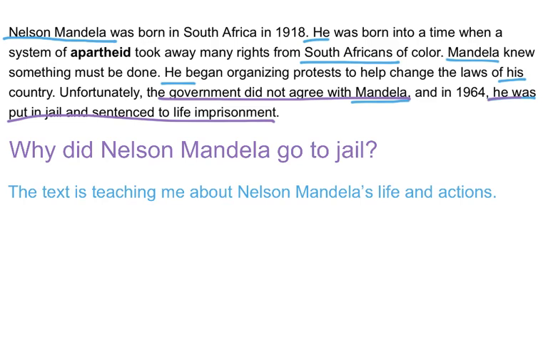I know the text is about Nelson Mandela's life and his actions, so what were his actions that the government did not agree with? I look back even further. It says that Nelson Mandela began organizing protests to help change the laws of his country. I can see the government did not agree with Mandela's protests. That's why he went to jail.